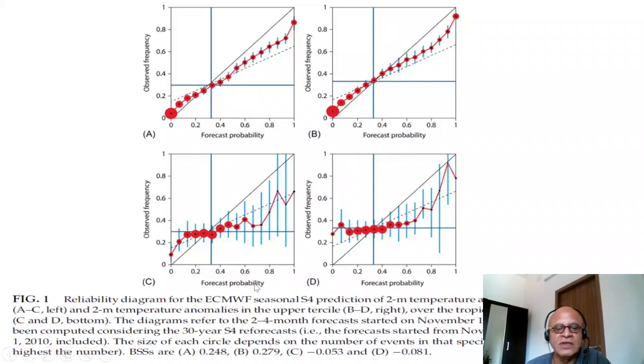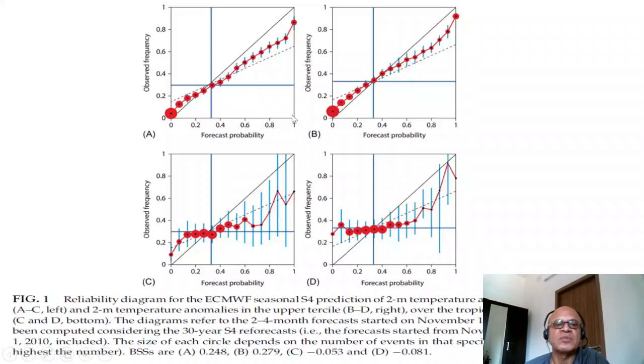Okay. The size of each circle here depends on the number of events in that specific category. The largest, the highest number. So the Brier skill scores are, so let's make sure here. The A and B are for the tropics, and C and D are for the European region. So clearly you can see that tropics have a higher skill for 2-meter temperature prediction here.